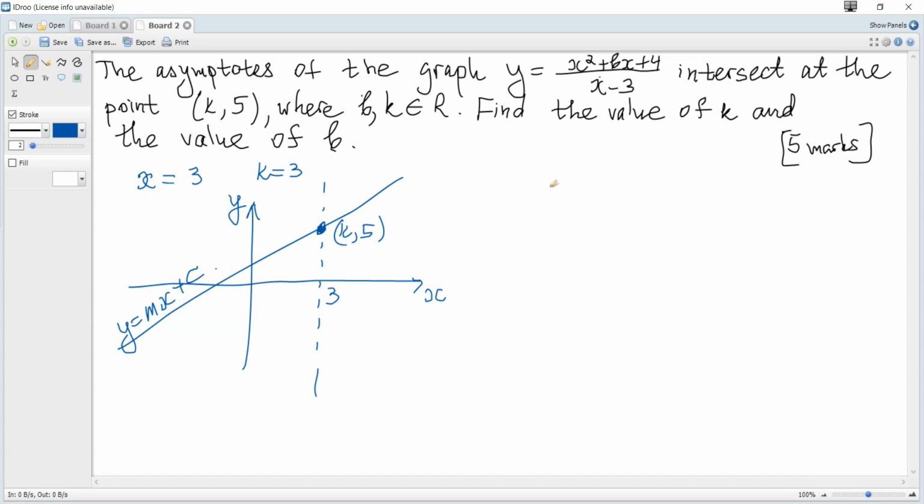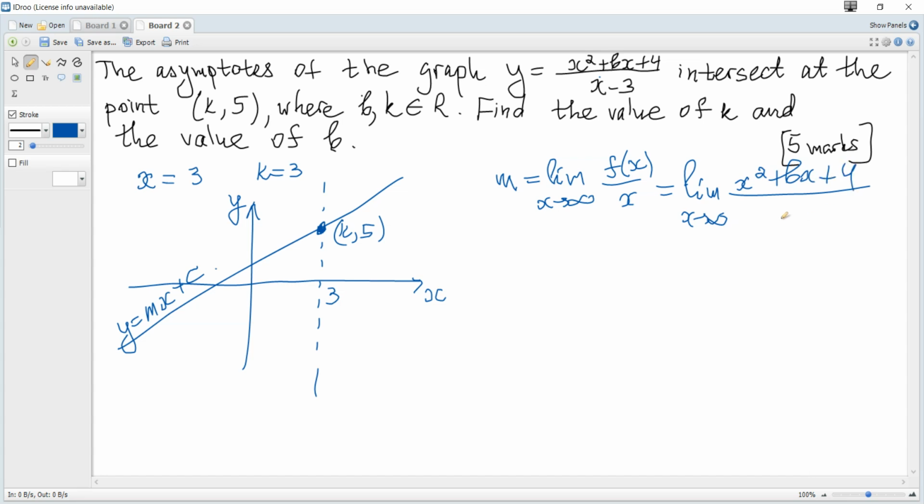Let's find it. The first way is to use formula. Let's use formula, and m is limit x tends to infinity function over x, so it is equal to limit x squared plus bx plus 4 over x squared minus 3x. Again, when x tends to infinity, we analyze only the greatest powers of x, other can be ignored, and since we have same powers, limit it's just 1 over 1, just coefficients, which is 1. So m is 1.